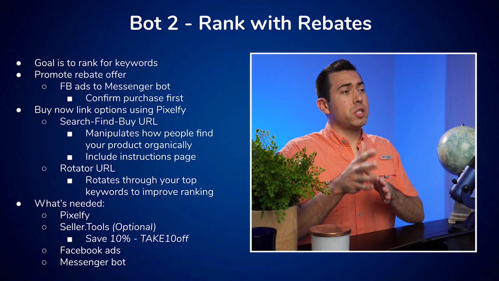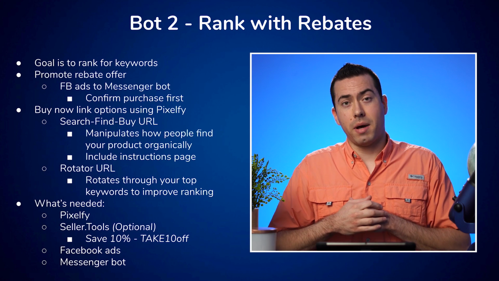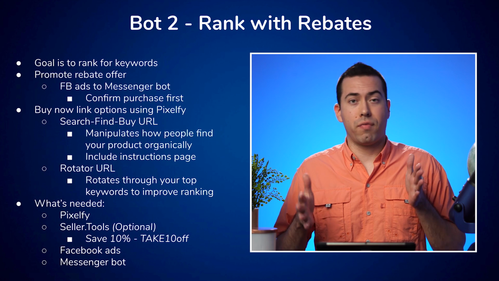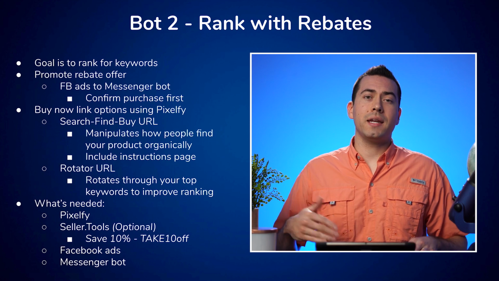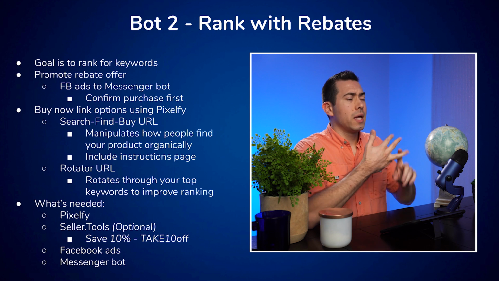Then you want to drive them into your messenger bot. In the messenger bot, you can give them instructions on how they need to go find your product, doing a search, find, buy type of campaign that's going to give you keyword rankings. If they search a certain keyword phrase in Amazon, find your exact product, and purchase it, they come back to your bot and say, hey, I've purchased it, and click a button. Then you do want to make them wait 30, 35 days, outside of that return period. Then you can go ahead and process the rebate using PayPal, Venmo, anything like that.